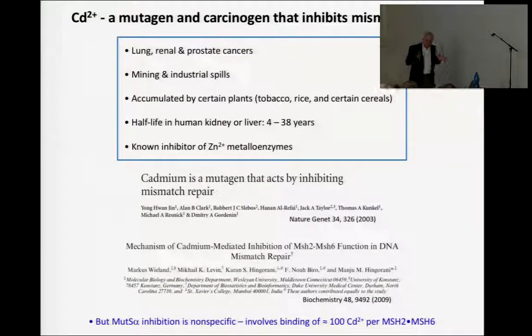And that is, we think that MutLα function as an endonuclease may have implications for the mechanism of cadmium mutagenesis. So cadmium is a potent environmental mutagen and carcinogen that's been implicated in lung, renal, and prostate cancer. It's an industrial pollutant, but it's also concentrated from the soil by certain plants, including tobacco. And smokers, especially smokers in third world countries, have highly elevated blood cadmium levels.